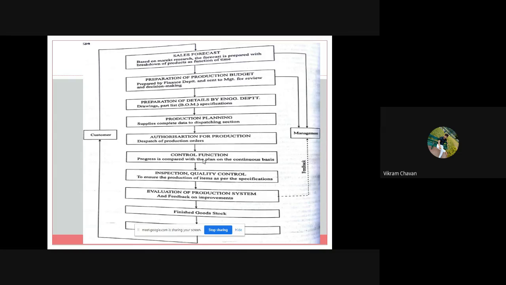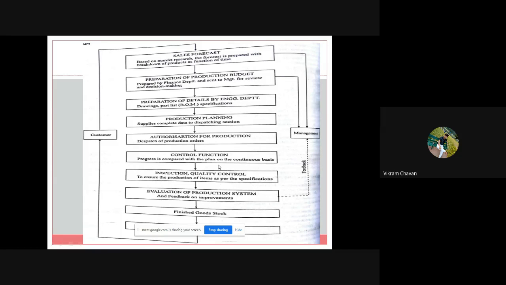Okay, so this particular control function is also called progressing. Progressing is one kind of control action which compares the progress or the production with the plan on a continuous basis. So what is going on on the shop floor, whether it is matching with the plan or not, that is nothing but progressing. So it is also called a control function.